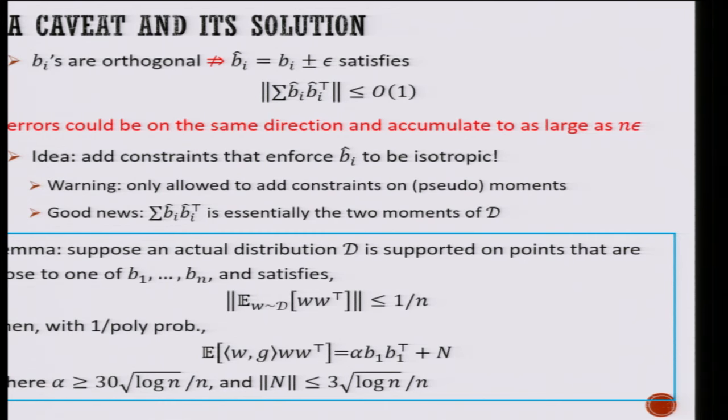Why is there a feasible solution? Because the uniform distribution over the true bi is going to be a feasible solution, if they are all orthogonal.